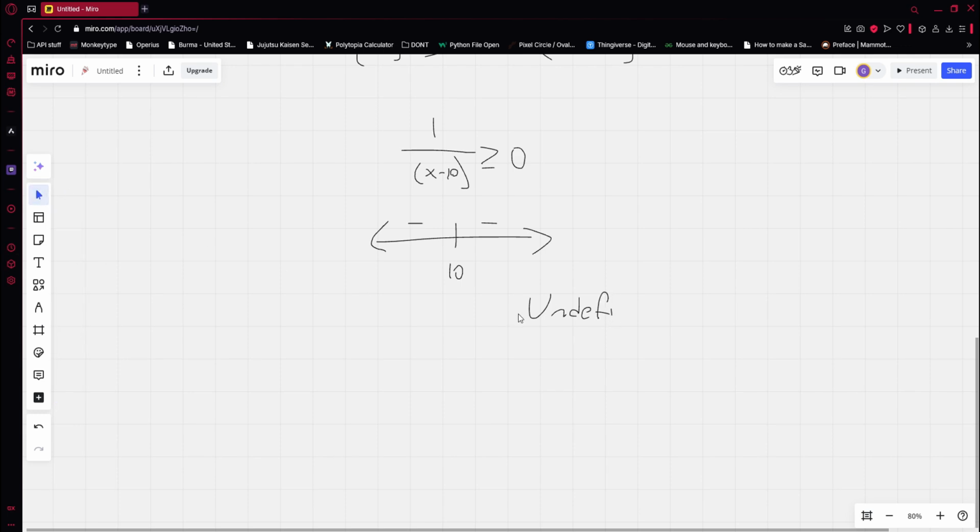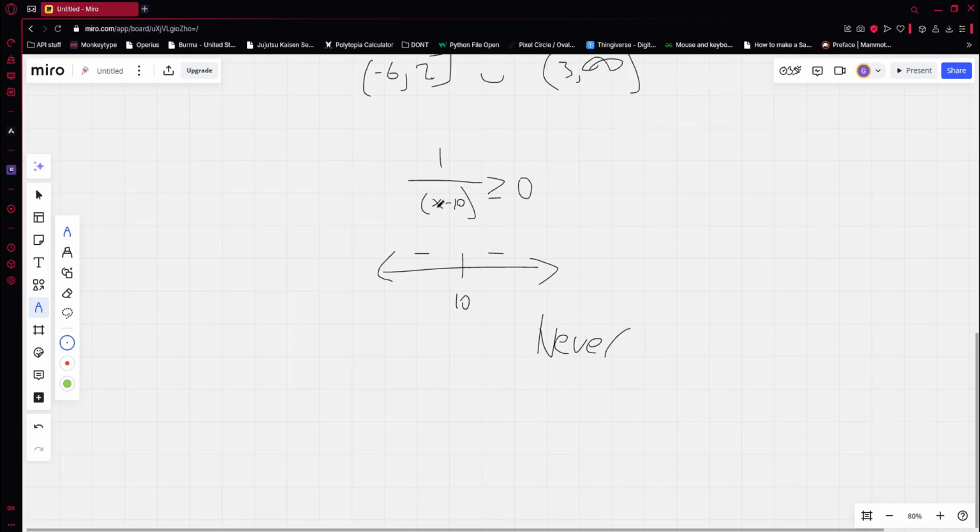Oh no. She wants you to put never. Because essentially it's asking you when is this true? And you're saying, oh, it's never true. So that's one edge case you need to know, because it's probably going to be on the test.